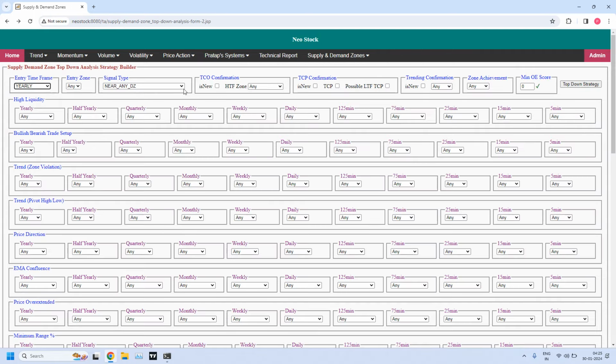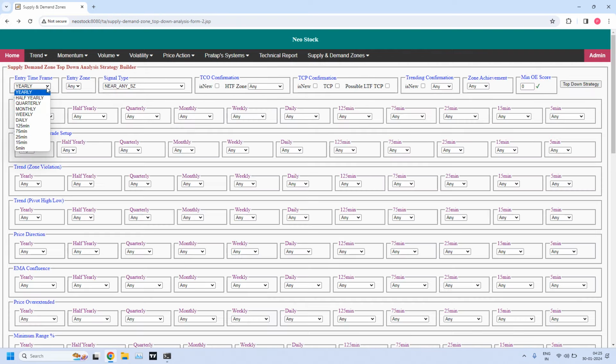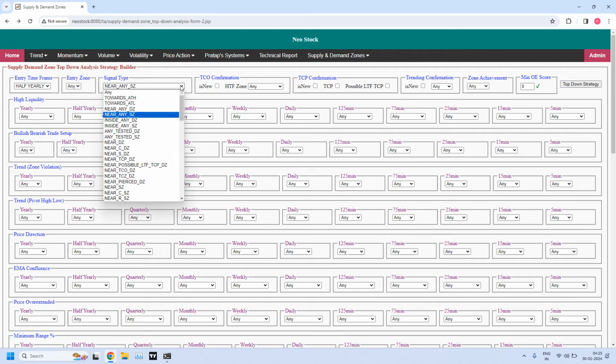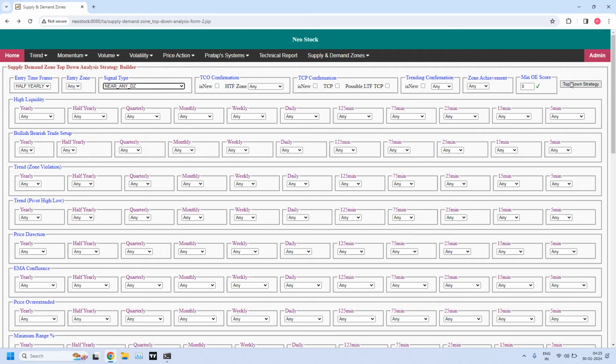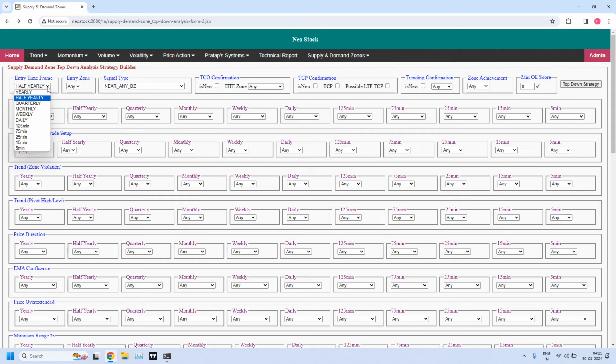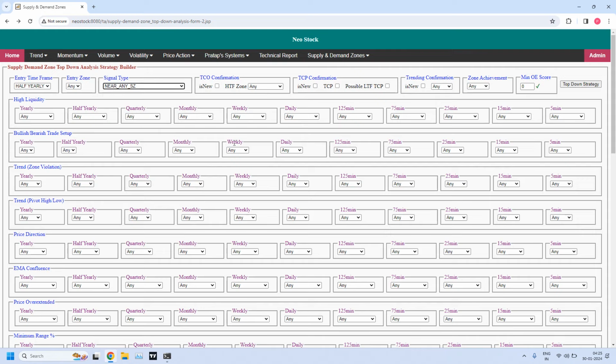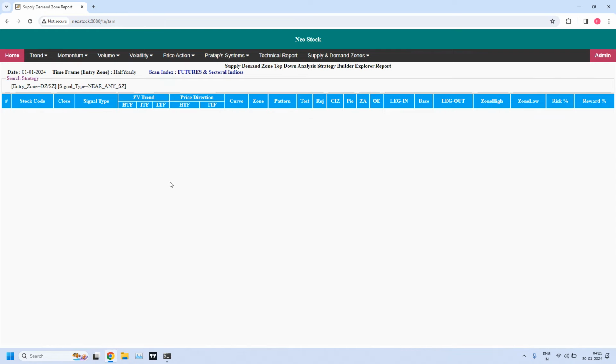In the yearly time frame, let us find the stocks near yearly supply zone. No stocks. So let's go back and change the time frame to half yearly. Let us find the stocks near half yearly demand zone. One stock is filtered which is near the half yearly demand zone. So let's go back for the half yearly time frame. Let us find the stocks near half yearly supply zone. No stocks are there near half yearly supply zone.